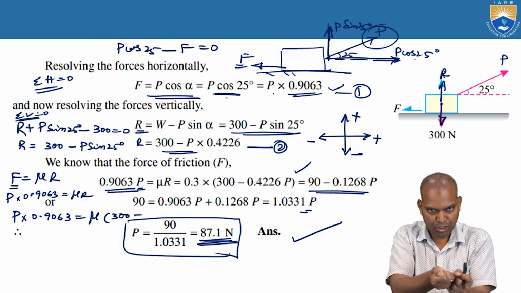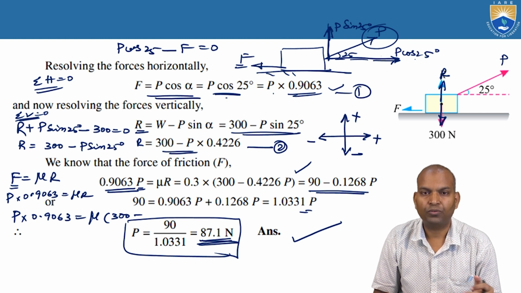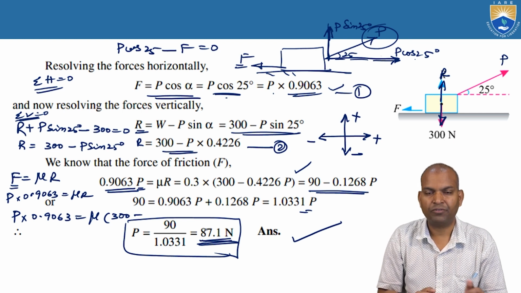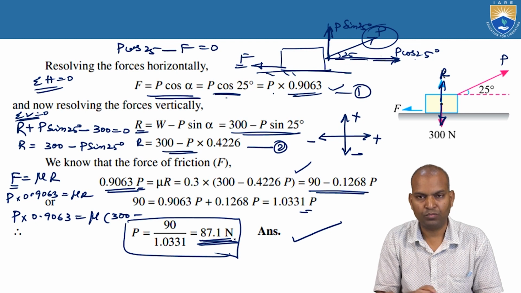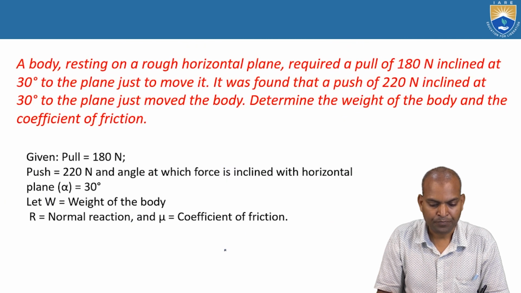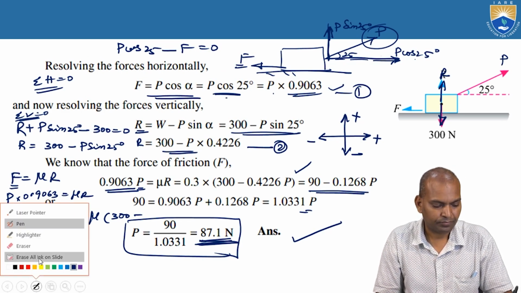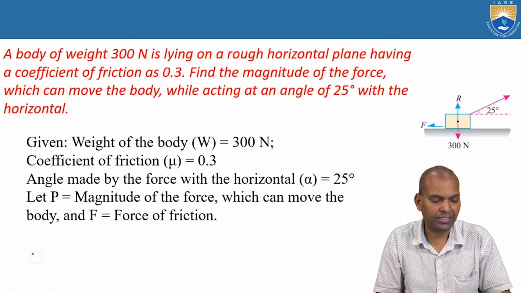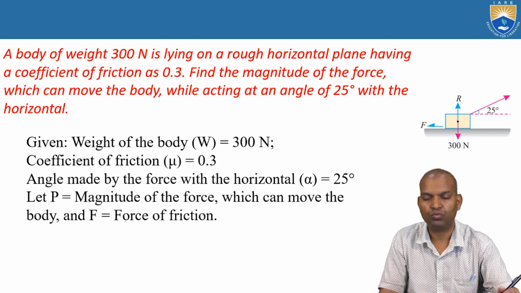What is happening here? If the angle is changed, it reduces the force needed to move the body. At this 25 degrees angle, the force required to move is 87.1 newtons. This is the case for 25 degrees. If you consider the case for 45 degrees, what will happen? If it is 60 degrees? You can practice this model.